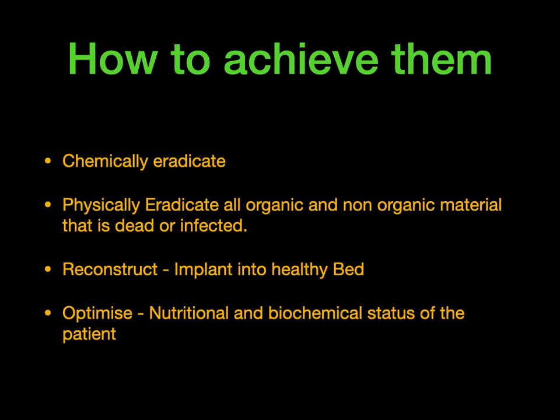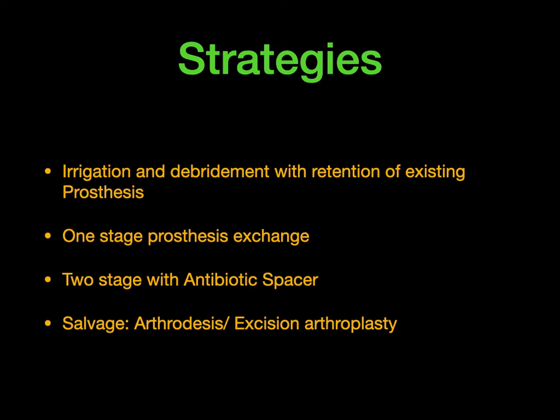This is more or less like what tumor surgeons would do. They'll give chemotherapy, they'll give a surgical option, in their case they irradiate as well, and they reconstruct. So it's pretty much similar to that. So today, the strategies that we have are irrigation and debridement with retention of the existing prosthesis, one-stage exchange, two-stage exchange with an antibiotic spacer, and finally a salvage option in terms of arthrodesis or an excision arthroplasty.